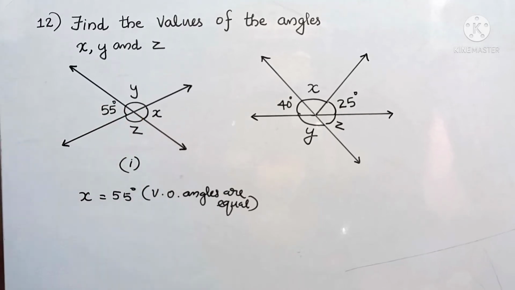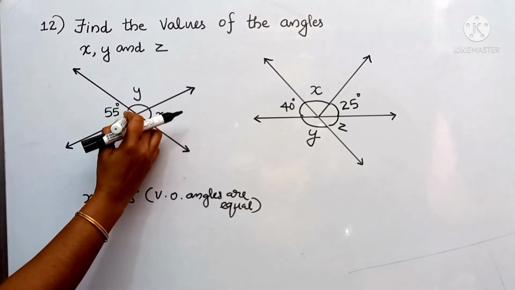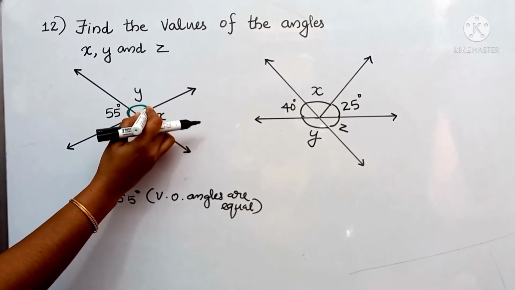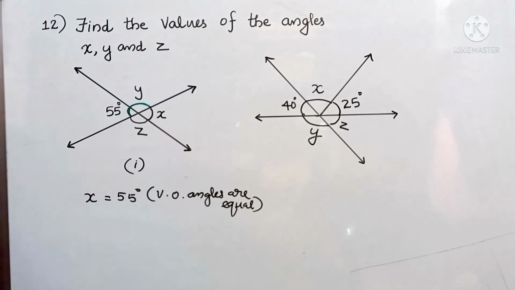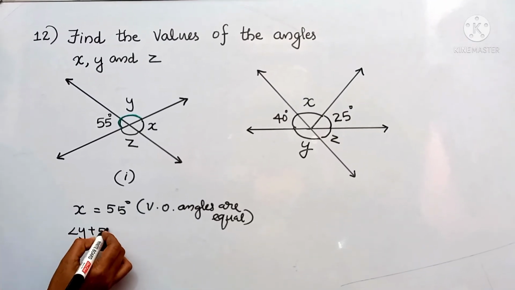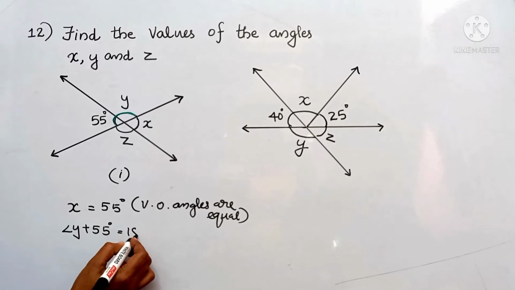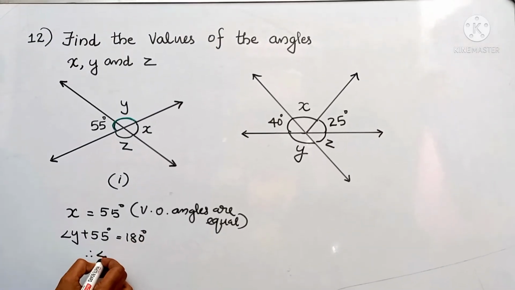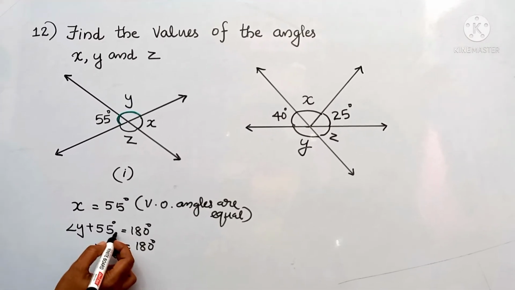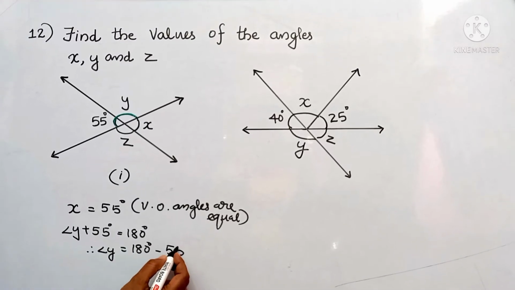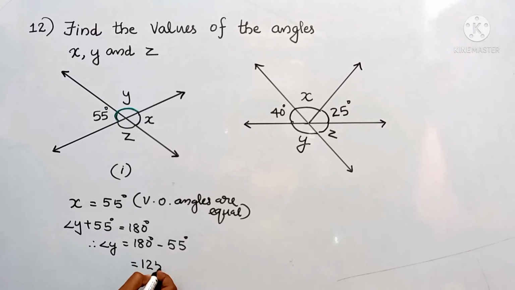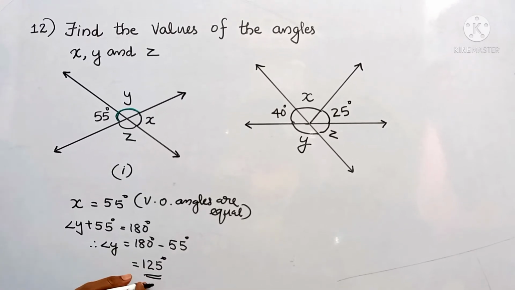Then see here these 55 and this y, these two angles are on a straight line, and these two angles are a linear pair. So angle y plus 55 degree is equal to 180 degree. Therefore, what is angle y? Angle y is equal to 180 degree minus, we are transposing this 55 degree, it becomes minus 55 degree. That is equal to 125 degree. Angle y we have got 125 degree.